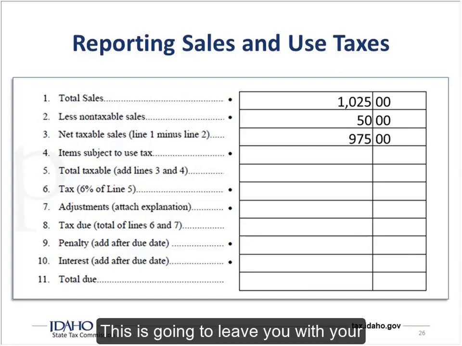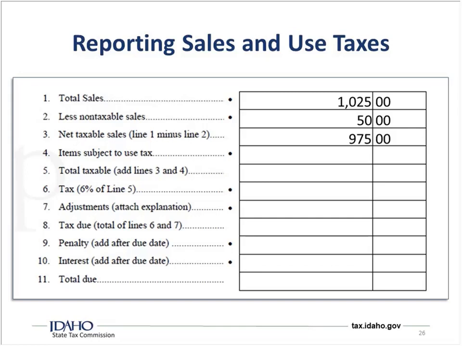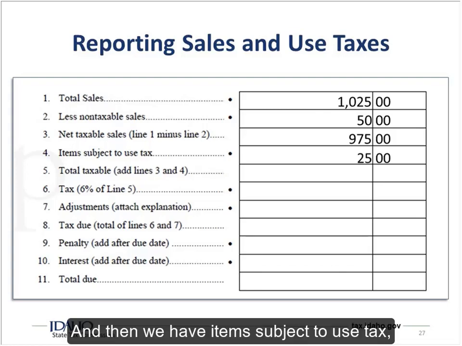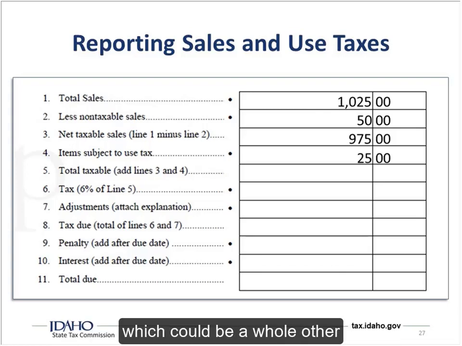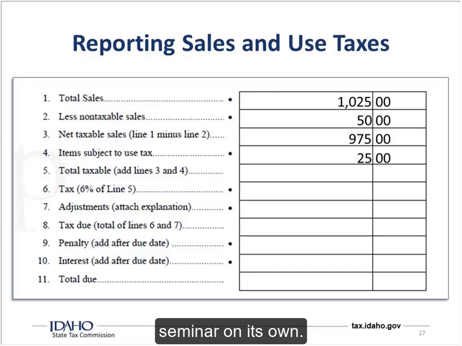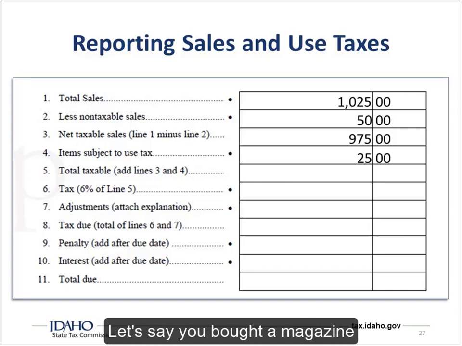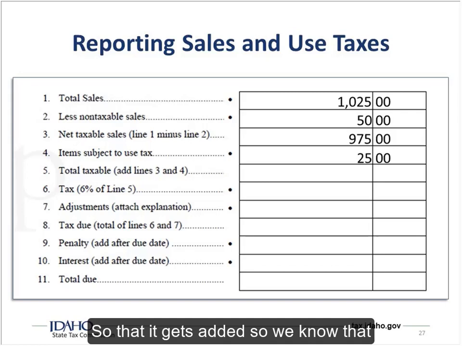This is going to leave you with your net taxable sales. So 1025 minus 50 is 975. And then we have items subject to use tax, which could be a whole other seminar on its own. Let's say you bought a magazine subscription for $25 and tax wasn't collected on that, and you should have paid tax on it. So you need to put that amount in here as subject to use tax so that it gets added, so we know that there should be sales tax paid on that. Okay.